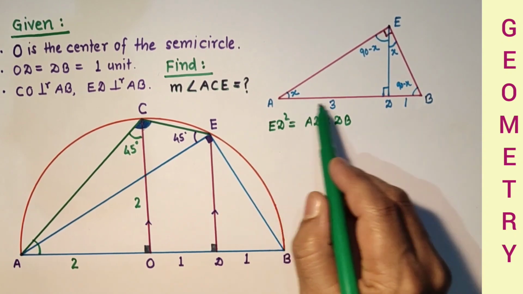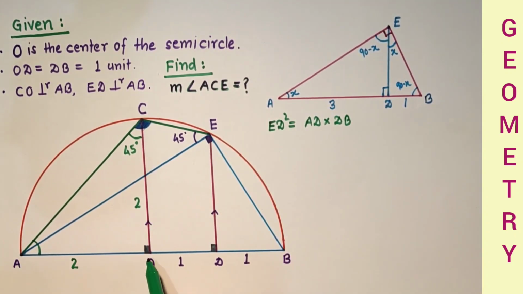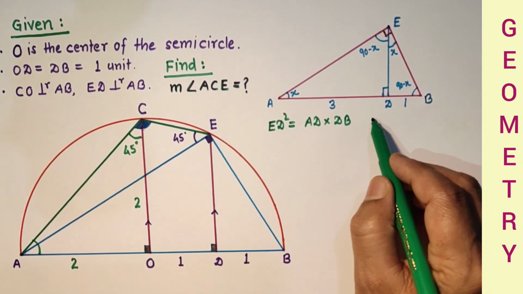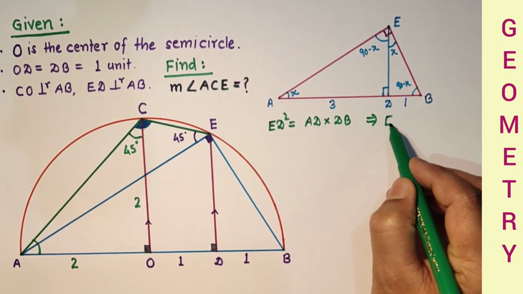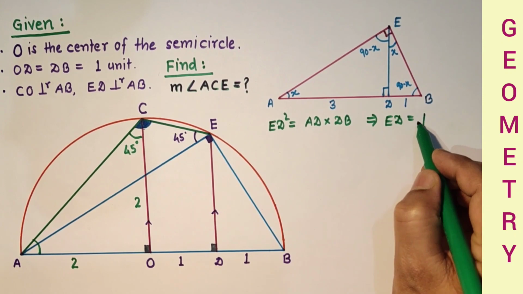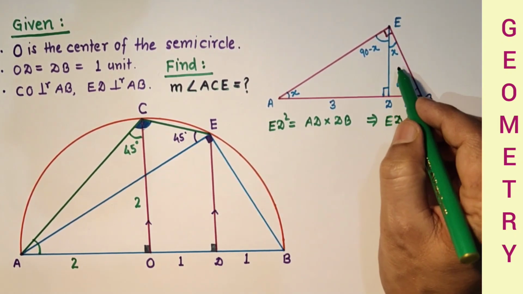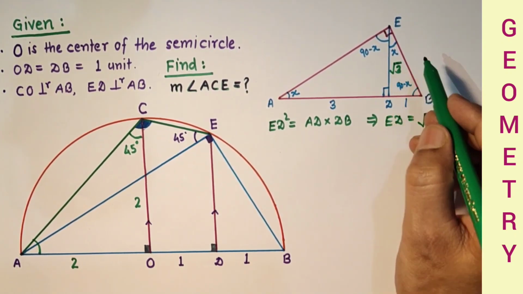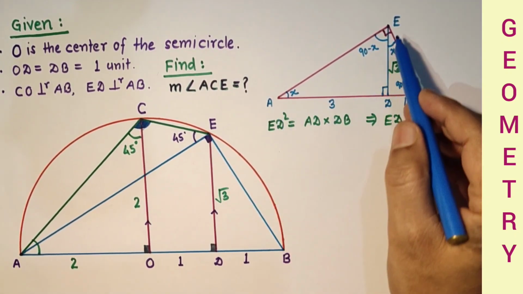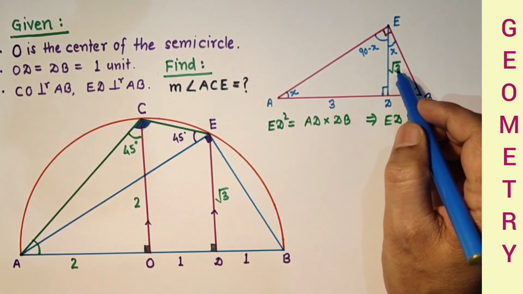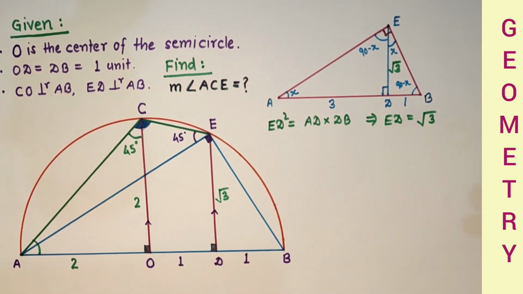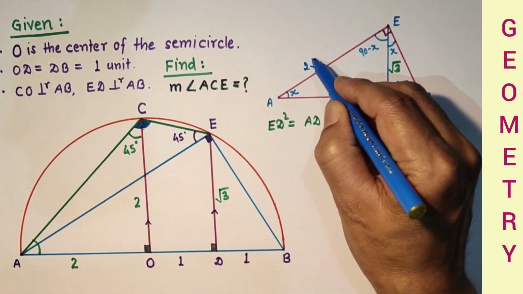AD is 3 because AO is 2 and OD is 1, so AD is 3 and DB is 1. So ED is equal to the square root of 3 times 1, so ED is root 3. By Pythagoras theorem, this is 3 and this is root 3, so AE squared is equal to 9 plus 3, 12. Root 12 is root 4 into 3, which is 2 root 3. So AE is 2 root 3.